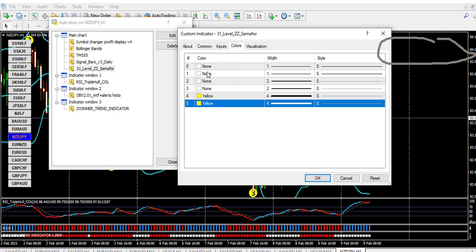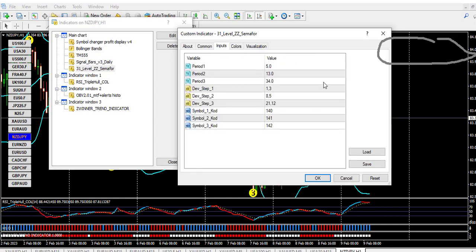These are the colors I use. I turn the other color off because I do not need it. And this is the input. Just pause the video also and make sure you enter the setting.